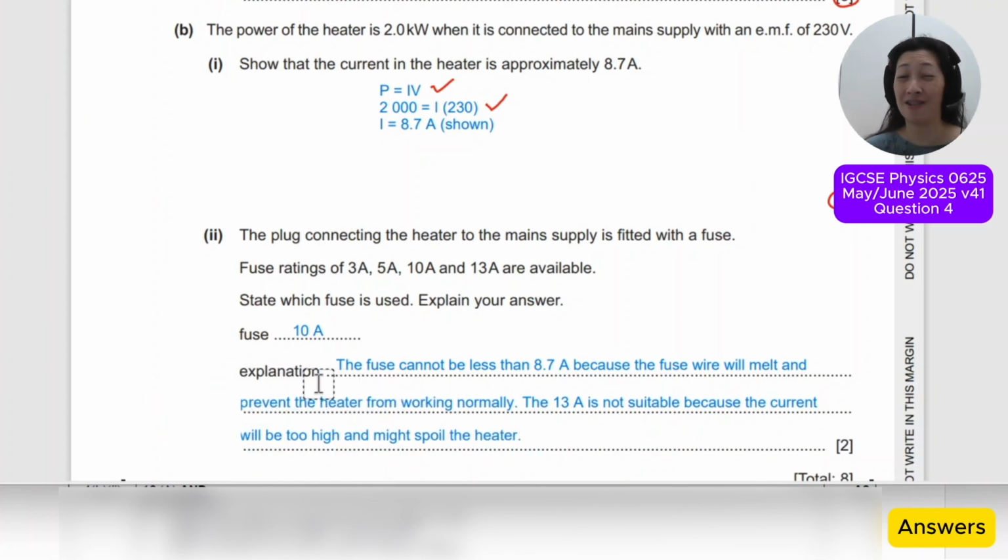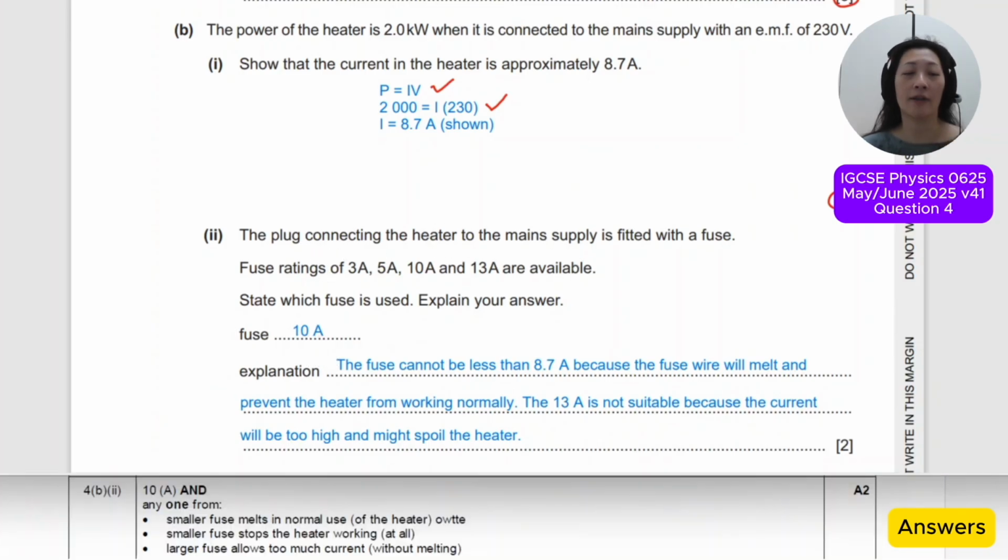So I know I've written a lot of things here, but this is the complete explanation as to why we selected 10 ampere and not any of the other fuses. So now let's check the mark scheme. So you can see in the mark scheme, the correct answer is the 10 ampere fuse. So yes, we scored that. When you look at the mark scheme though, it says 10 ampere and, which means that in order to score the 2 marks, you must have not only the correct fuse, but the correct reason as well.